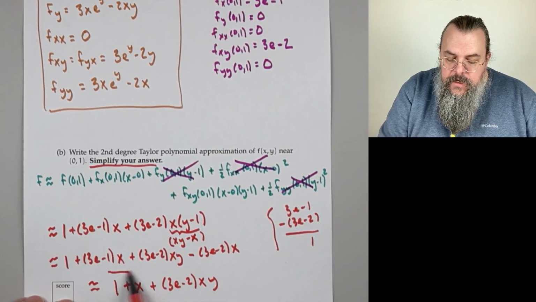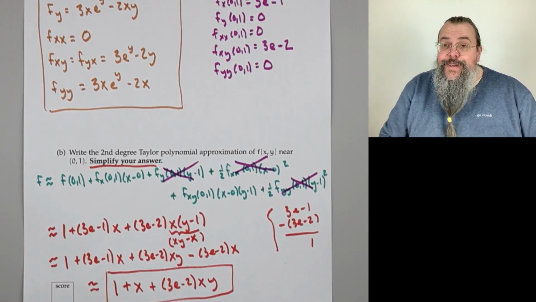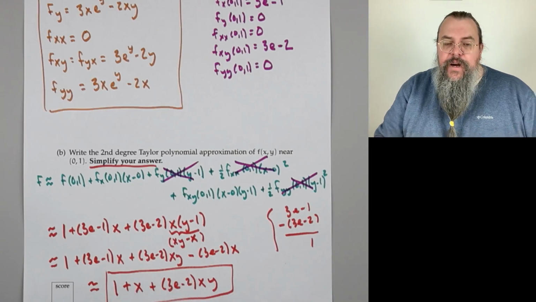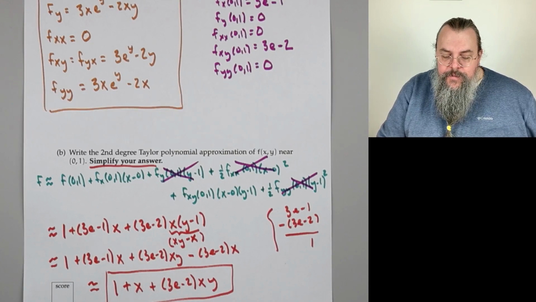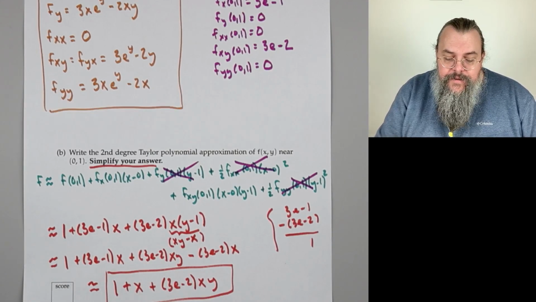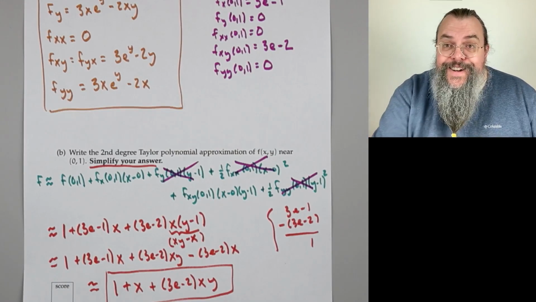And yeah, I can't think of anything that we could do to that to make it simpler. So there we go: (1 plus x) times (3e minus 2) times xy. All right, beautiful. That's not a bad answer at all. All right, well, that's number 5 done. Let's keep moving on.